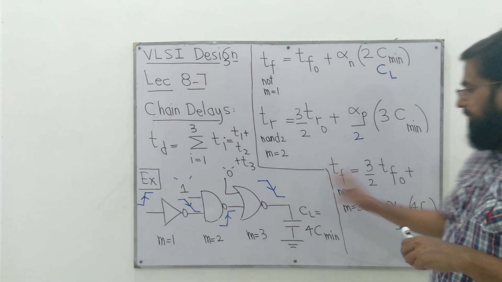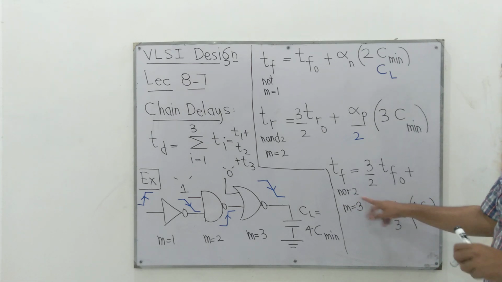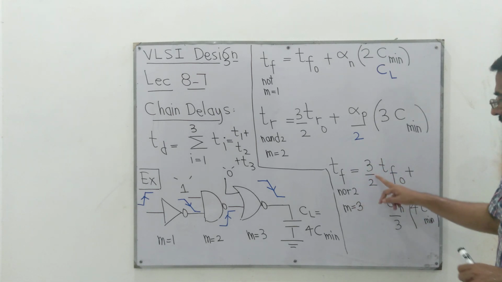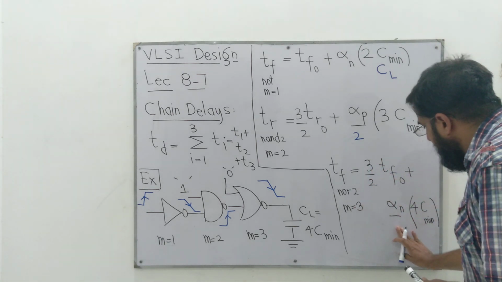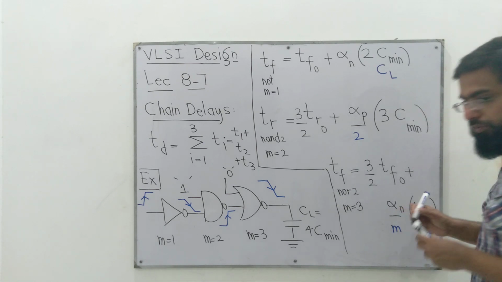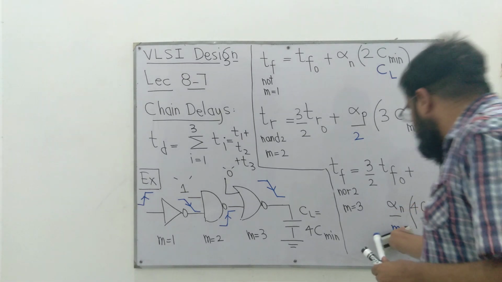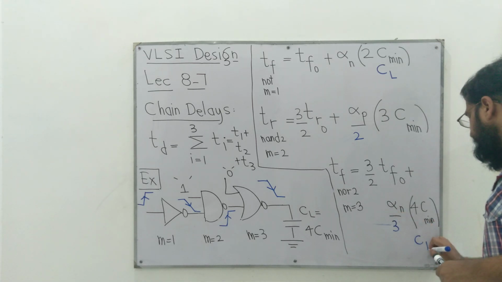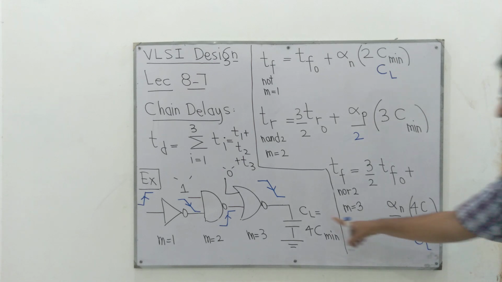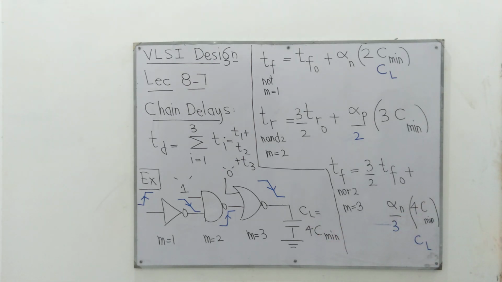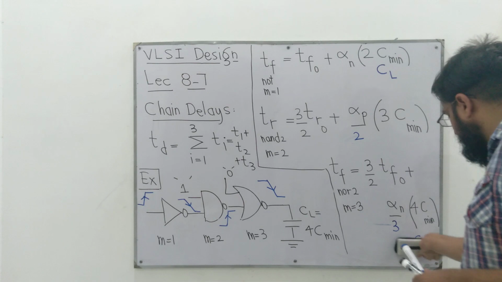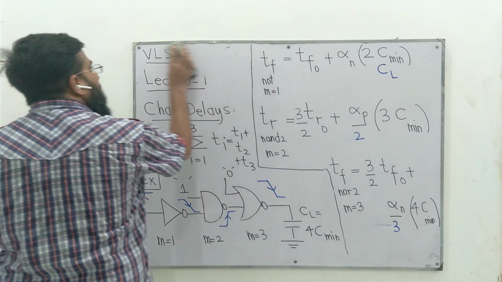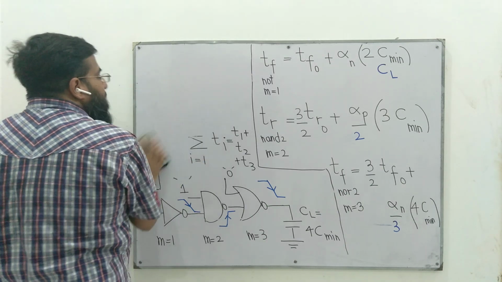Here we have a fall time delay, NOR2, because the signal is falling down. For M equal to 3, we have already studied that the expression for fall time delay is this plus alpha n divided by M. So M is 3, so we replace it with 3. Why 4C minimum? Because it is CL in the general expression and CL is given to be 4C minimum. So this is how we have T1, T2 and T3, and now it is time to add these 3 together to find the chain delay.